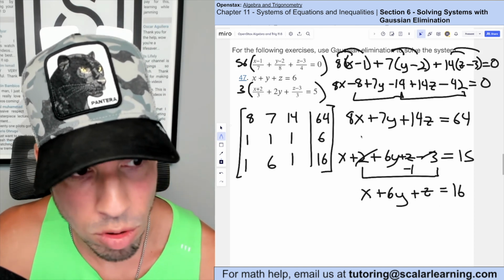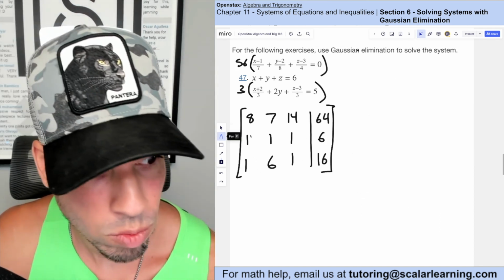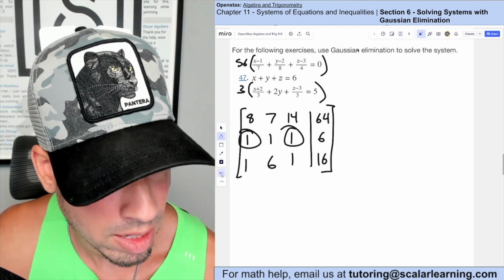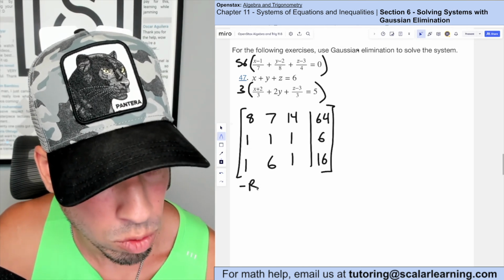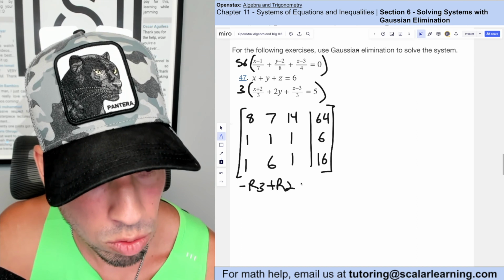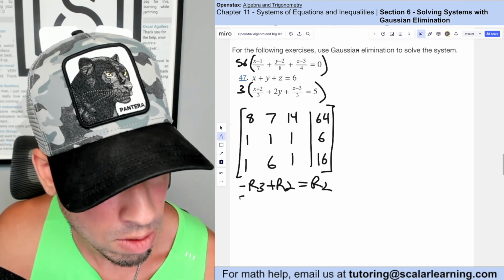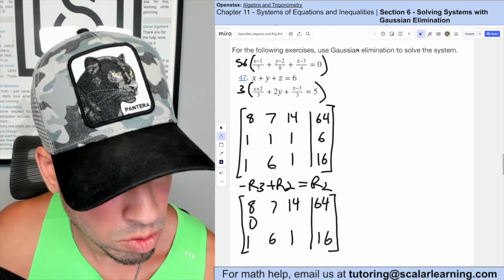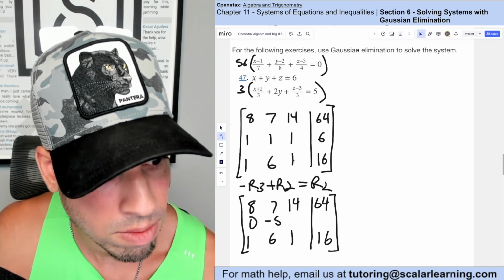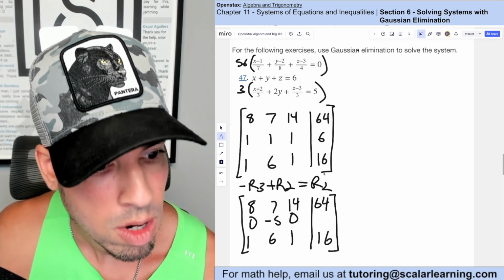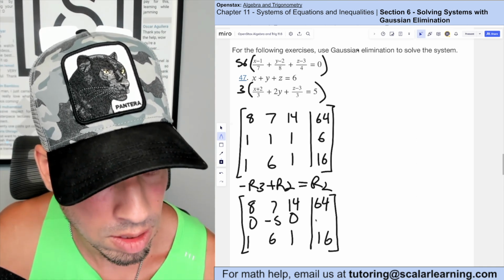Great. All right, now let's clear all this work. So what I see right off the bat is a really nice opportunity to zero out these two. Right? I can just multiply row 3 by negative 1, add it to row 2 to get a new row 2. So let's do that now. So we get negative 1 plus 1 is 0. Negative 6 plus 1 is negative 5. Negative 1 plus 1 is 0. And then negative 16 plus 6 is negative 10.